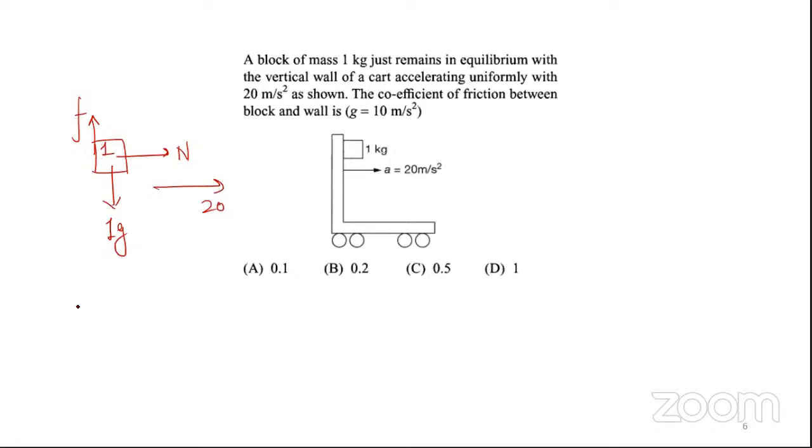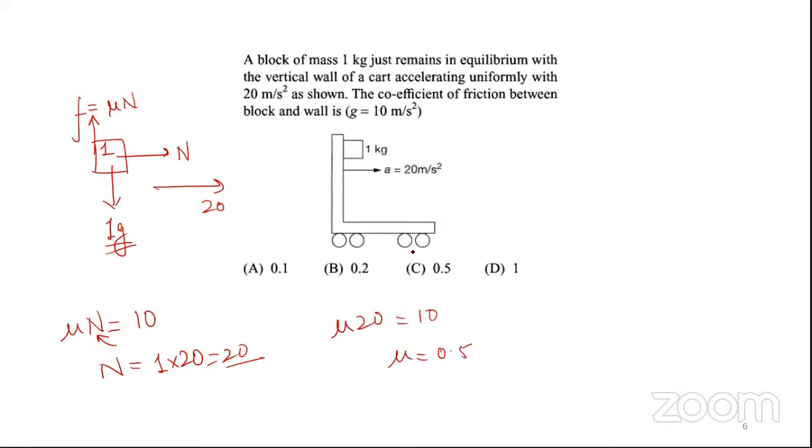So what do we have? We have F that is equal to mu N. So I have mu N equals 10 from 1g, and N is the reason for this acceleration. So N equals mass into acceleration, that is 20. So I put 20 over here. That is mu into 20 equals 10. So mu comes out to be 0.5.